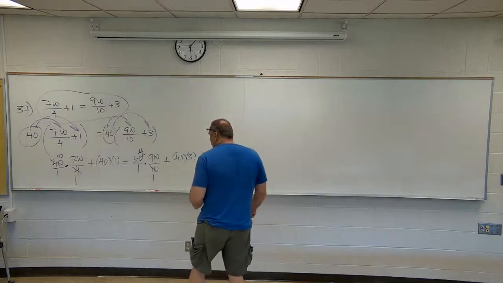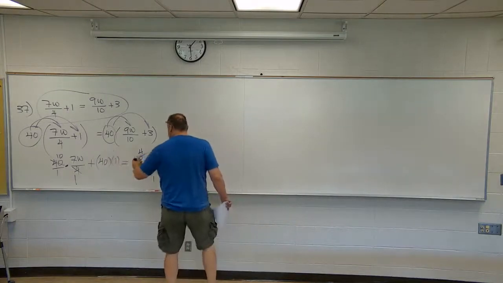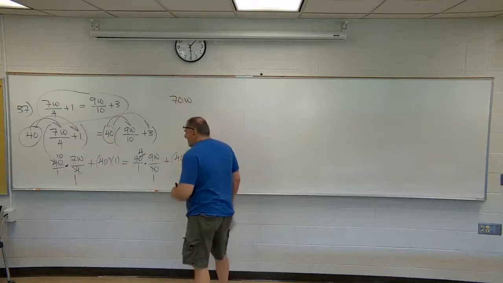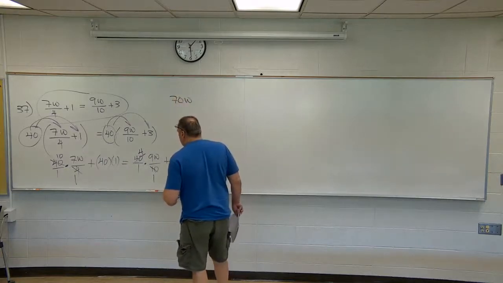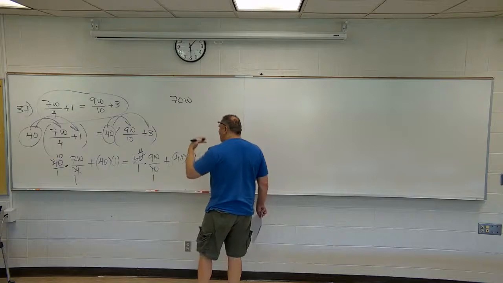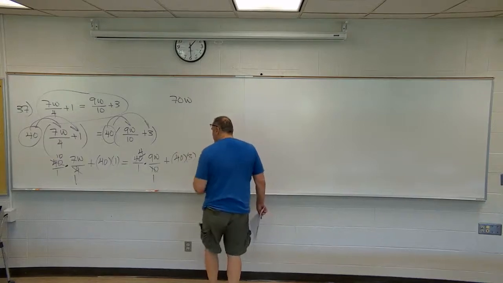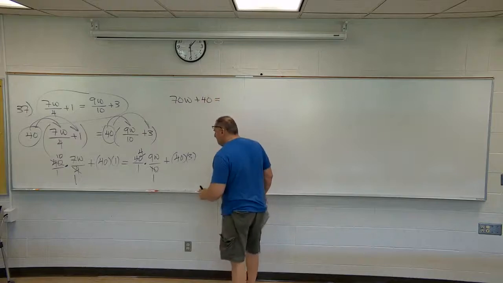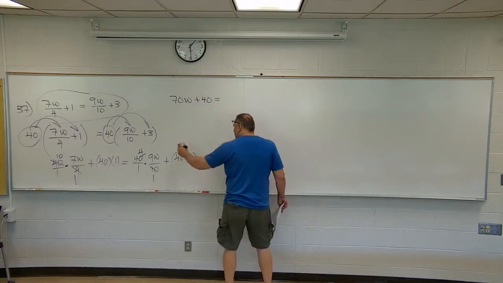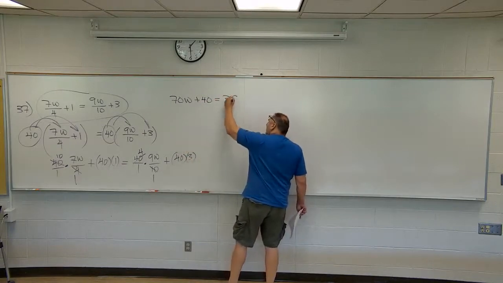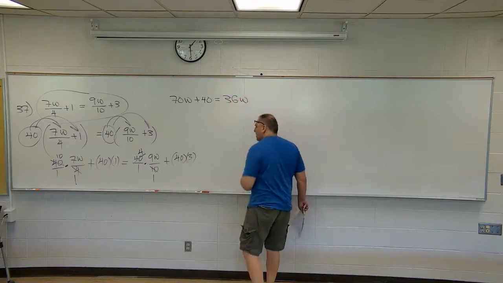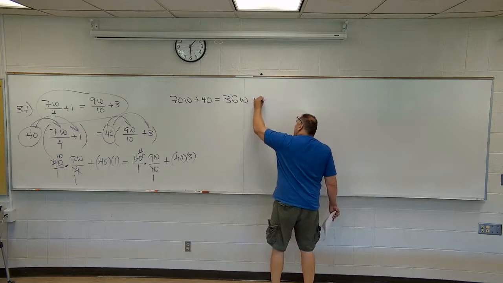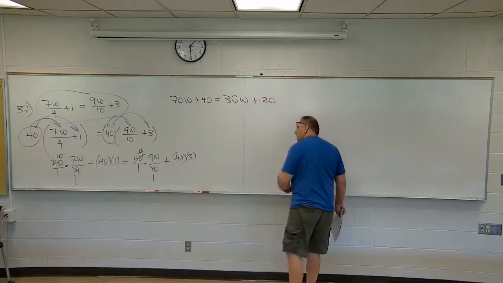Let's see what we got here. Way over there, 10 times 7w. 10 times 7w is 70w. 1 times 1 is 1 on the bottom. 70w divided by 1 is 70w. 40 times 1 is 40. Cancellation here, 4 times 9w. 4 times 9w is 36w. 40 times 3 is 120.